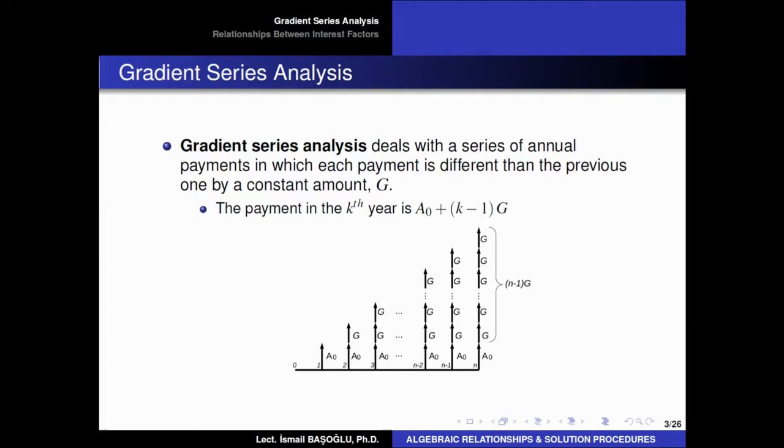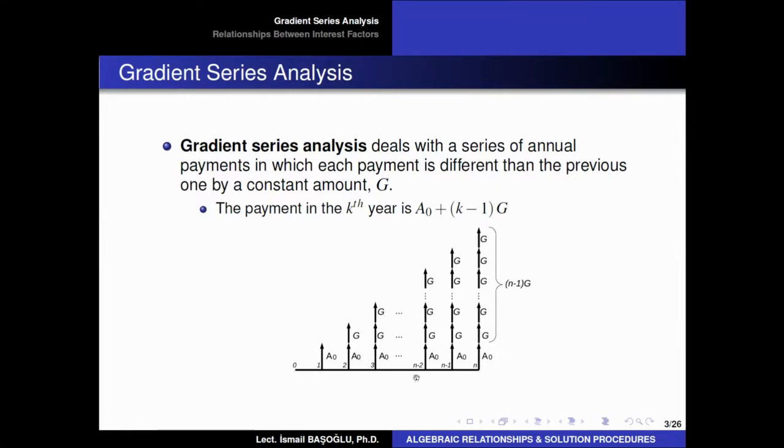Now, in the gradient series, we have a different situation. We have a linearly increasing payment amount. Okay, the size of the cash flows are increasing linearly with a gradient. Okay, so let's read it. It deals with a series of annual payments in which each payment is different than the previous one by a constant.